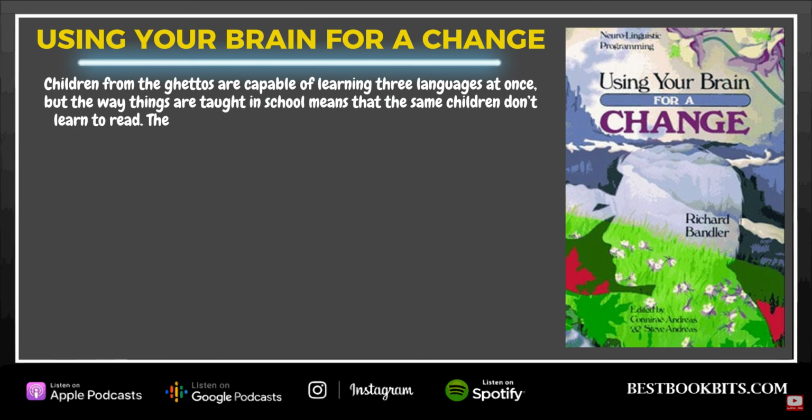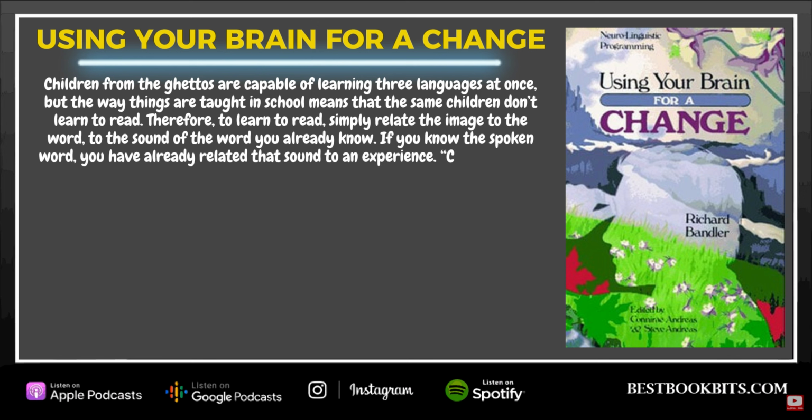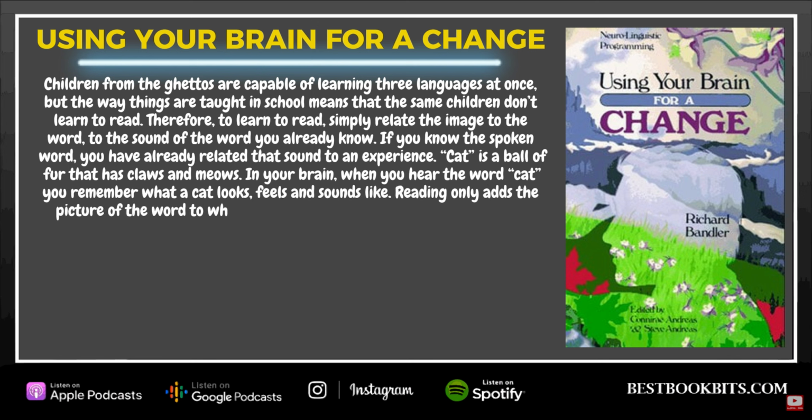Therefore, to learn to read, simply relate the image to the word, to the sound of the word you already know. If you know the spoken word, you have already related the sound to an experience. Cat is a ball of fur that has claws and meows. If your brain can hear the word cat, you remember what a cat looks, feels, and sounds like. Reading only adds the picture to the word of what is already known. It seems simple, and it is.